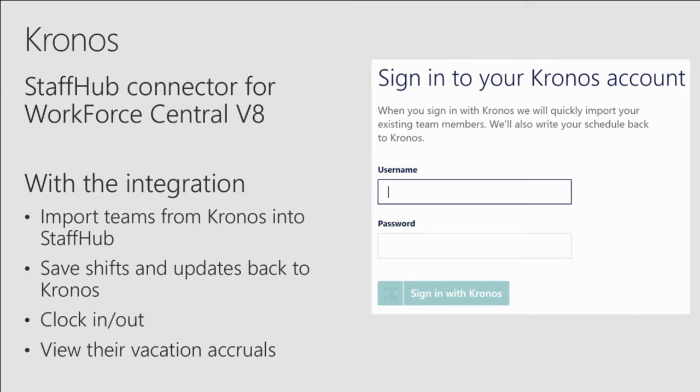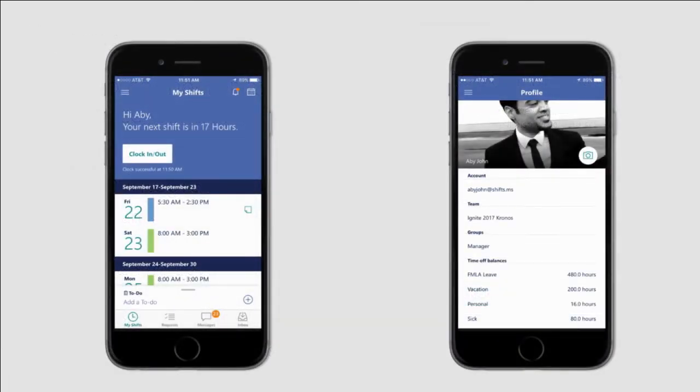We know that Kronos has a lot of industry and region specific policies. So whenever a shift is created in StaffHub, we validate those policies. And if any of the policies are violated, we won't let you create the shift in StaffHub. With the Kronos connector, you also get the benefit that when a user is clocking in and clocking out in StaffHub, the punch time detail is getting pushed to Kronos so they can get paid accordingly.